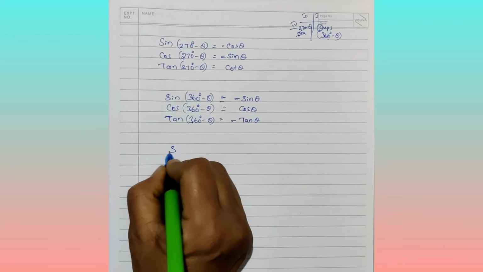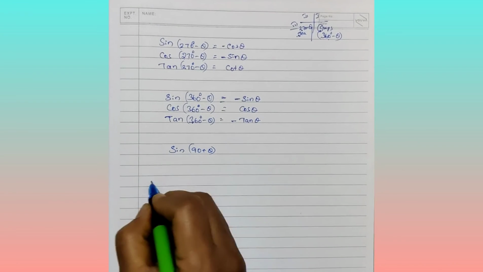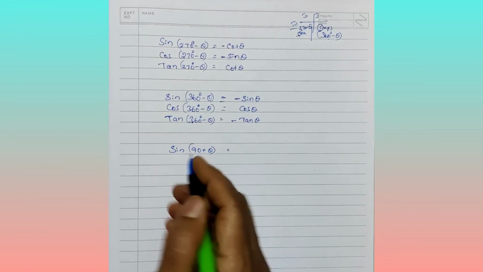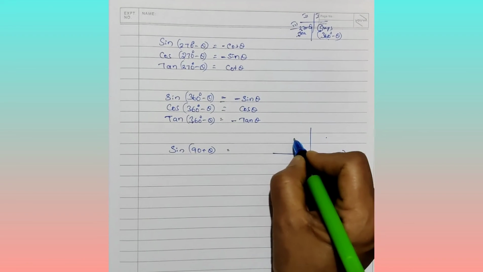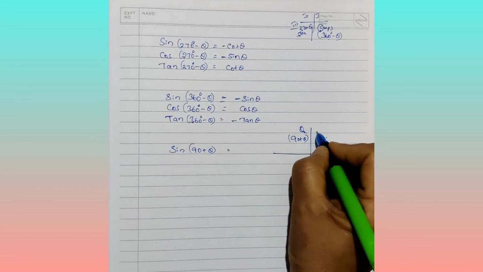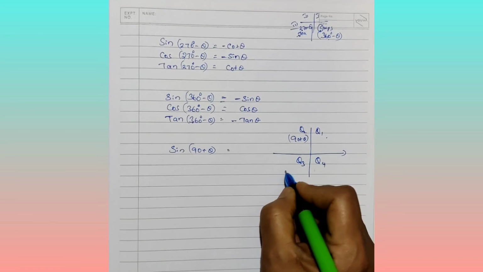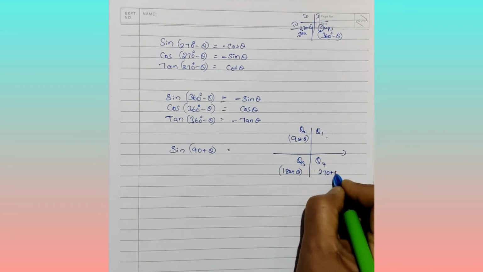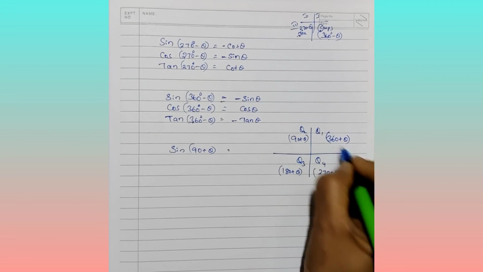In that way we can write. I will explain only one of the plus ones, 90 plus theta. In this way we can write the remaining three ratios, and next we will go for the positive one. Positive means 90 plus theta starts from quadrant 2, quadrant 1, quadrant 2, quadrant 3, quadrant 4, and 180 plus theta, 270 plus theta, 360 plus theta.